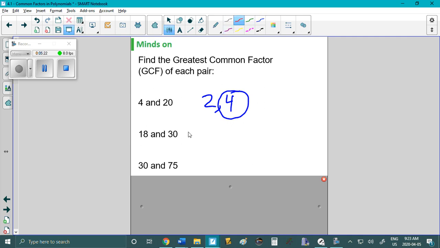All right. So 18 and 30. I believe the answer is 6. It goes into 18 3 times and 30 5 times. And for 30, you may have said 5. And if you did, you missed out on 15. So 15 goes into 30 twice, and it goes into 75 5 times.